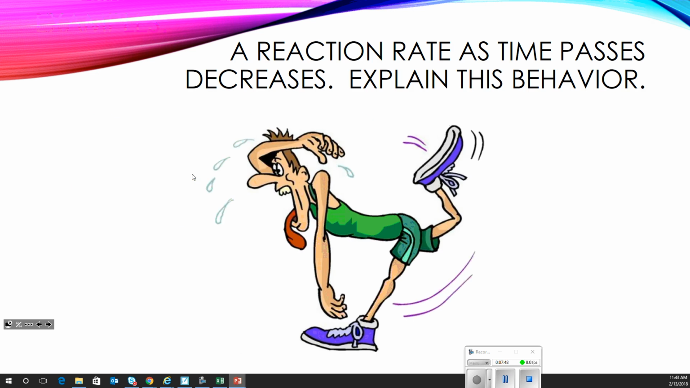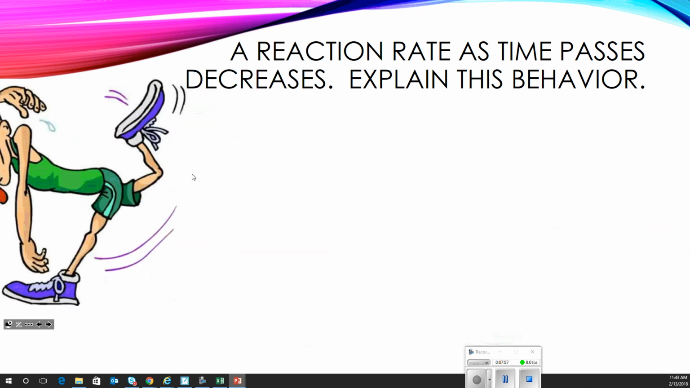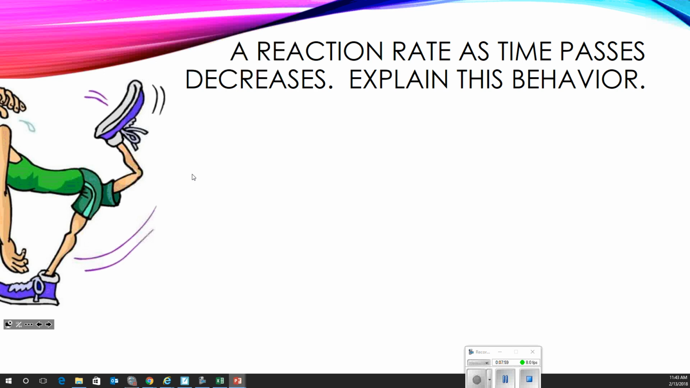Okay, so we have a reaction rate. And over time the reaction rate slows. So we start a race, we're going really, really fast, and then we run out of energy, right? So explain the behavior. At first, I have a lot of stuff that's going to mix together and make couples.